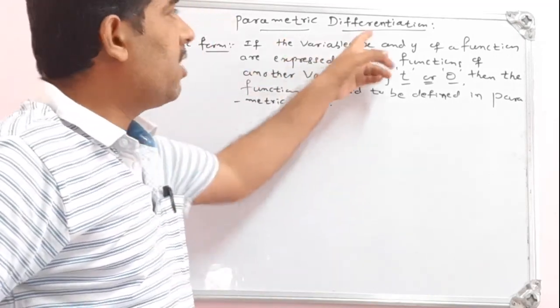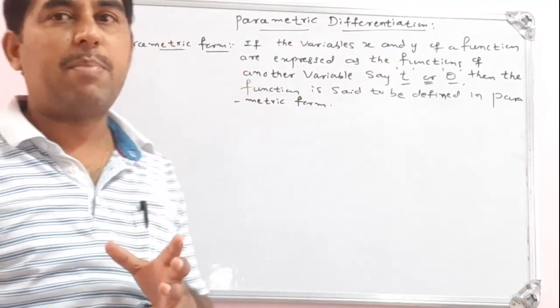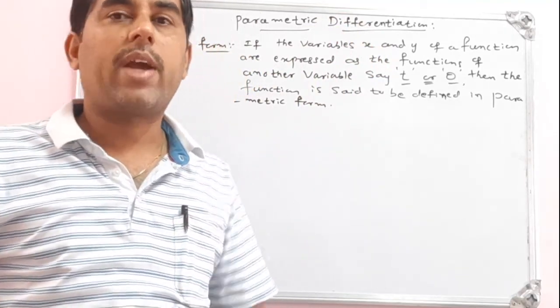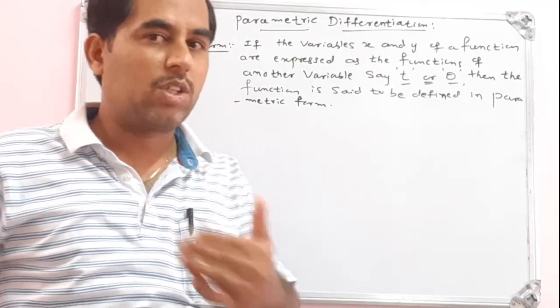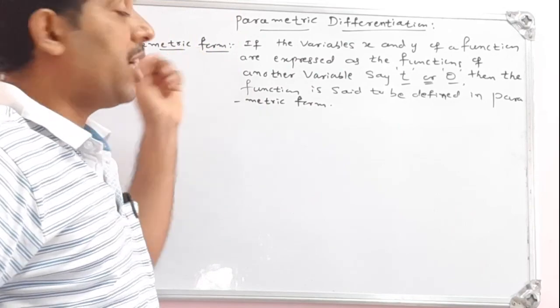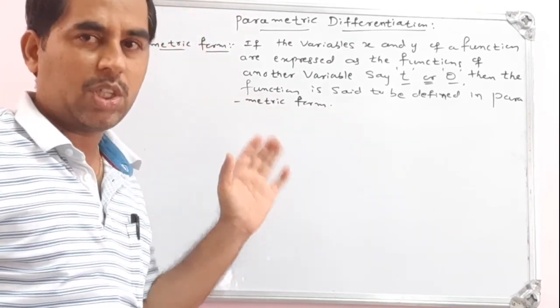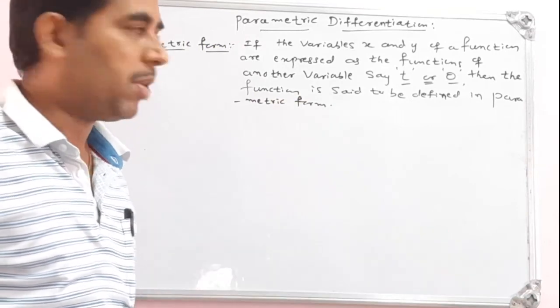Parametric differentiation. This is another important concept in differentiation. What do we mean by parametric differentiation, and how can we differentiate such functions? Let us first understand what we mean by parametric form. I have written the definition. Observe the definition, and afterwards we can take up the examples.